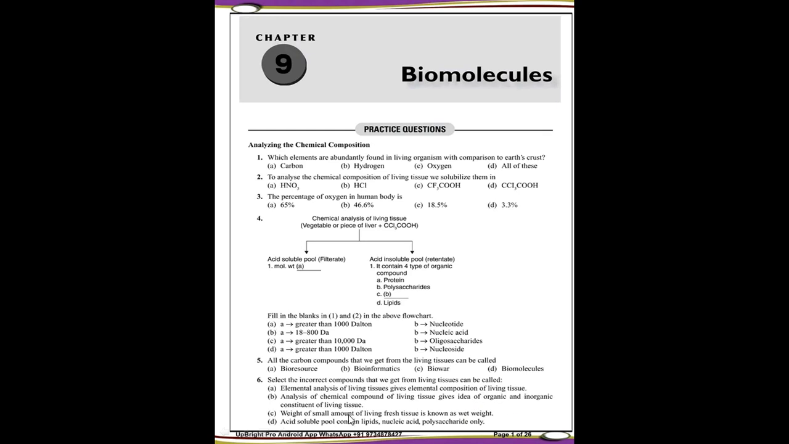Weight of a small amount of living fresh tissue is known as the wet weight. Okay, this one is true. And D, the acid soluble pool contains lipids, nucleic acids, and polysaccharides only. As we saw in the flow chart, the acid soluble pool is made of small molecular weight compounds, not the macromolecules. So the answer for question 6 is D.